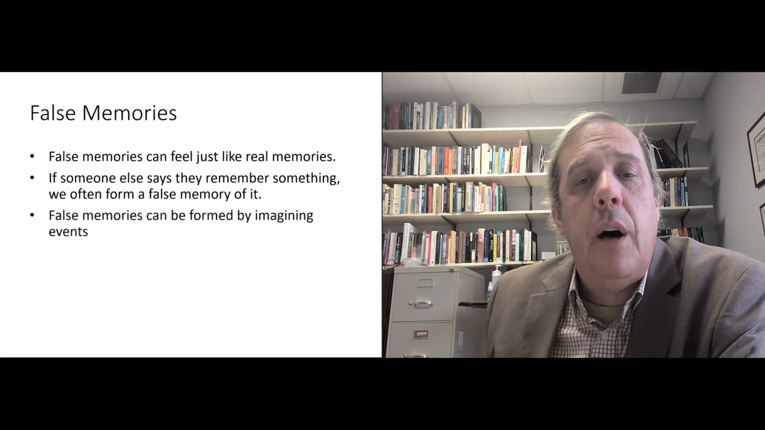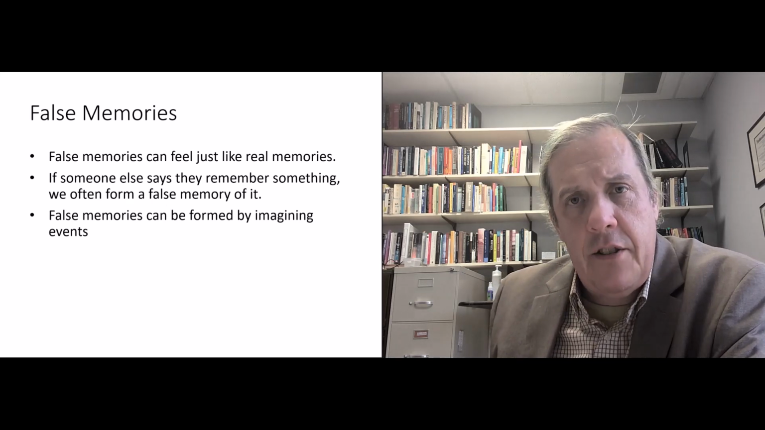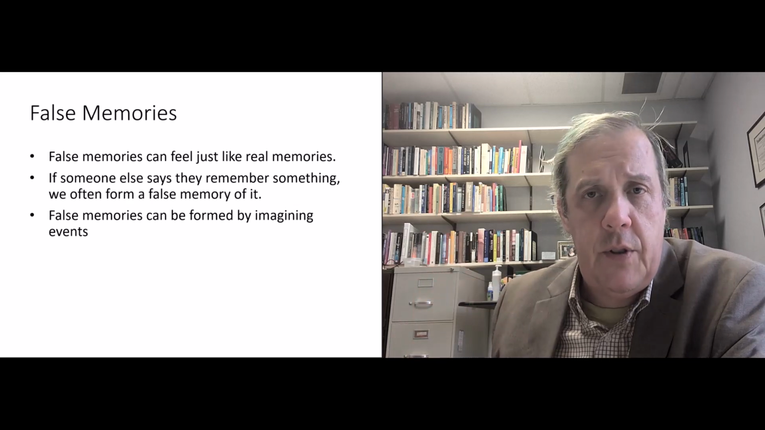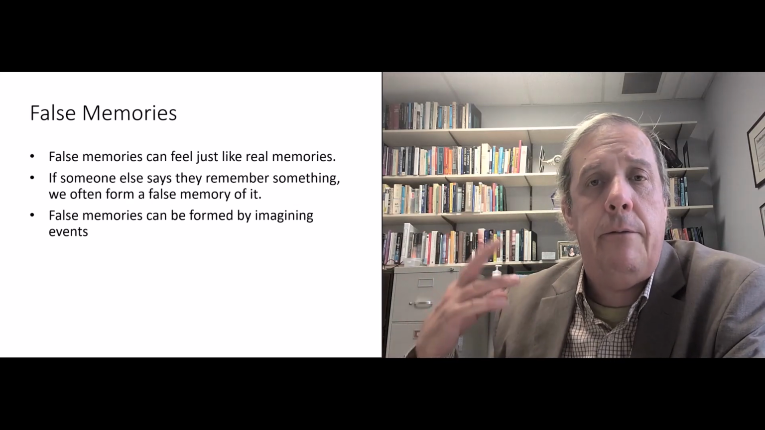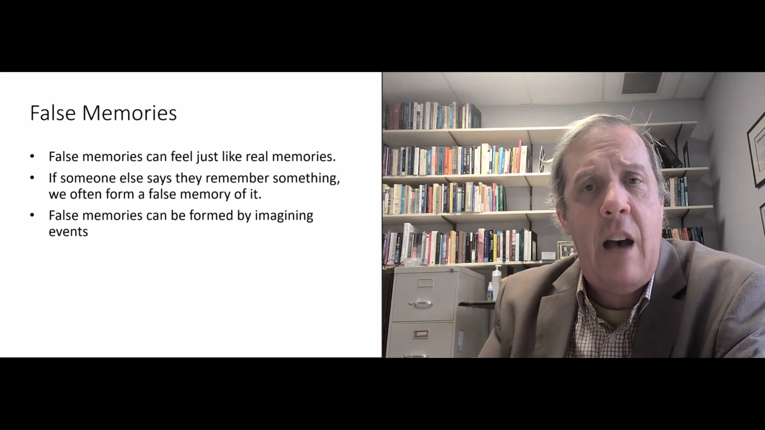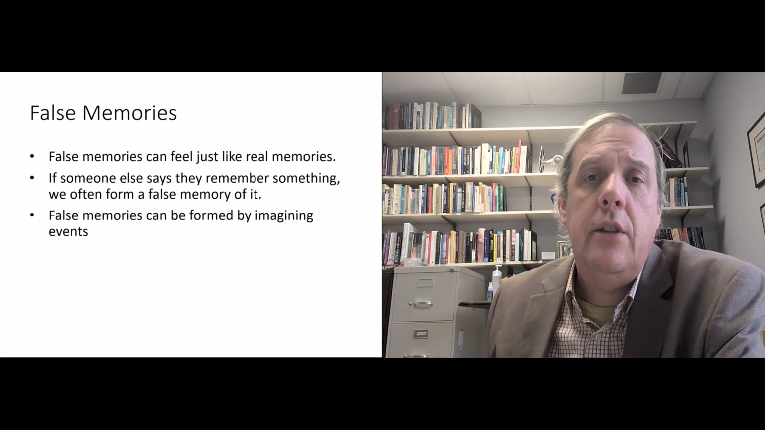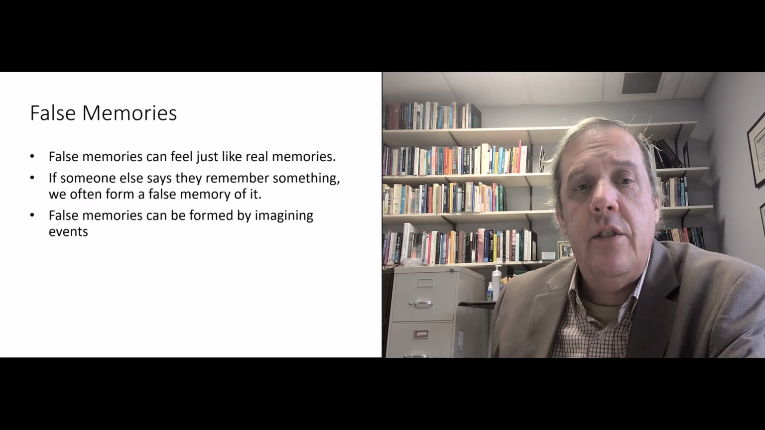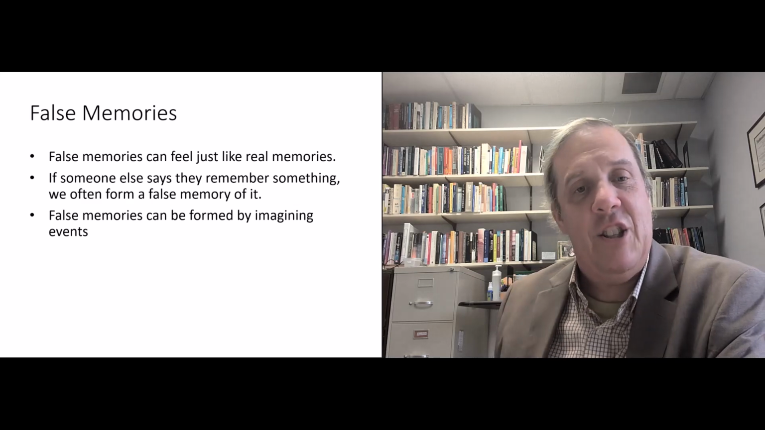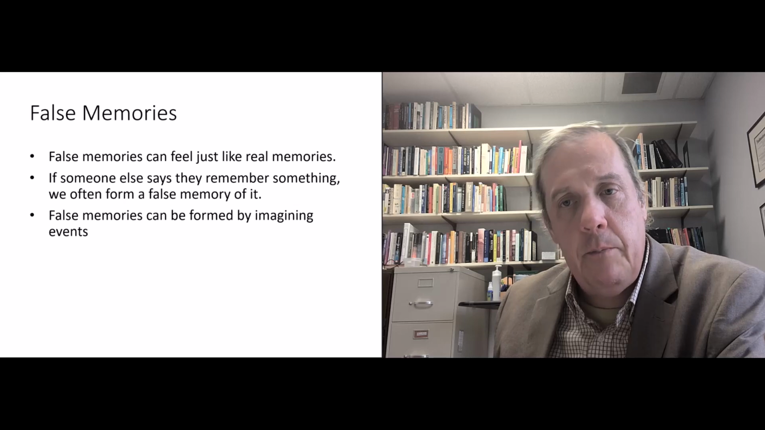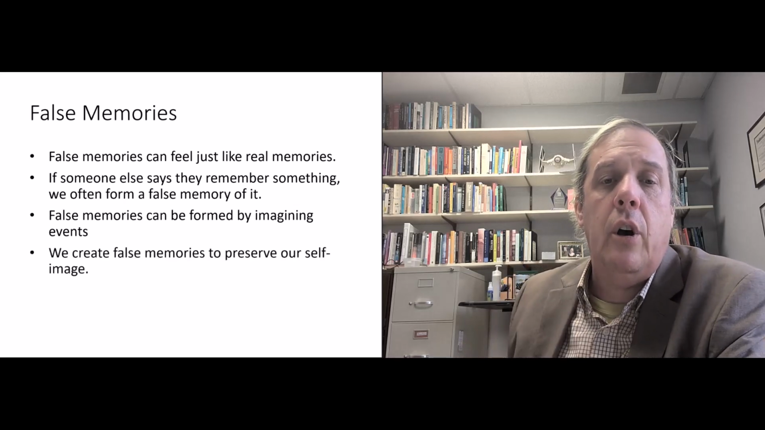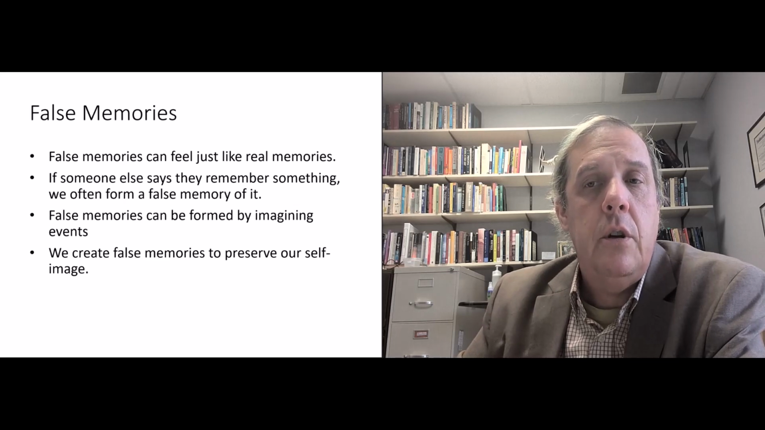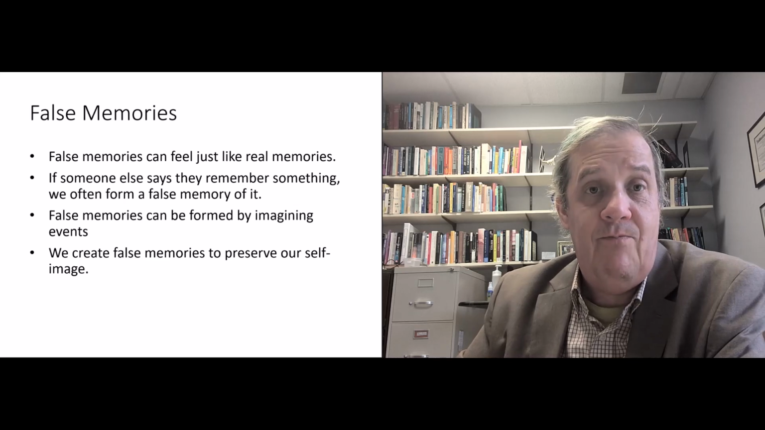False memories can be formed by imagining events. If you ask someone to mentally recreate a crime scene repeatedly, they can actually generate false memories based not on what happened, but on how they are recreating it. And this is again something that is done entirely using their own biases, the biases that come from society. And so, again, false memories of crime scenes will often insert minorities in there where they weren't there previously. And we all create false memories to preserve our self image. When we remember something, we remember it in a way that makes us look better.